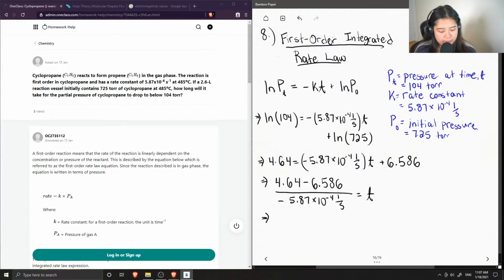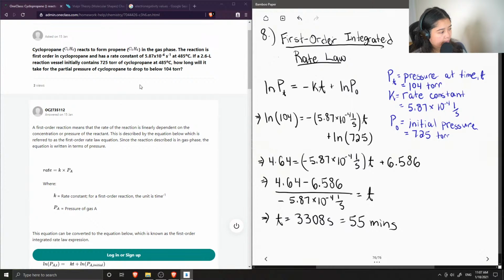Plugging that all in, we get t is equal to 3,308 seconds. And we can just convert this to minutes, which is like 55 minutes. Okay, so it will take 55 minutes for the partial pressure of cyclopropane to drop to below 104. Okay, so let's see what the junior tutor said.